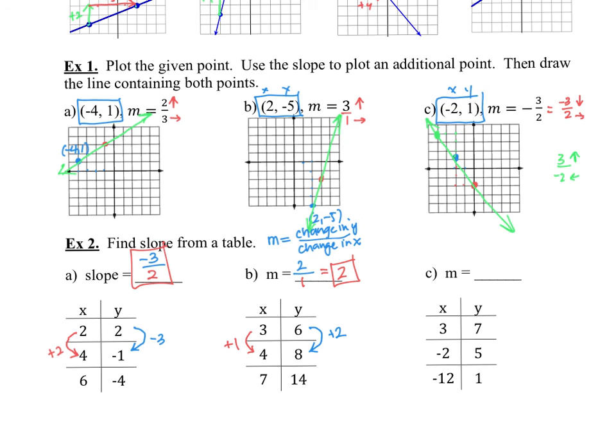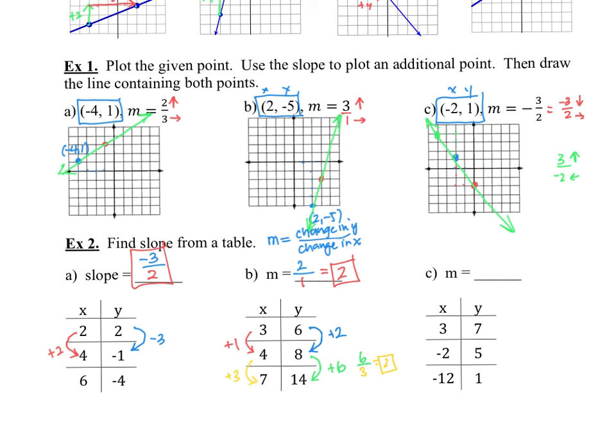If I had chosen to use a different pair of points, you don't have to do it 2 ways. But if I went from 8 to 14, that's going up 6. If I go from 4 to 7, I'm going up 3. And if I do change in y over change in x, 6 divided by 3 is still 2. So I would get the same answer. So you really can pick any pair of points as long as your x and y's are matching up.